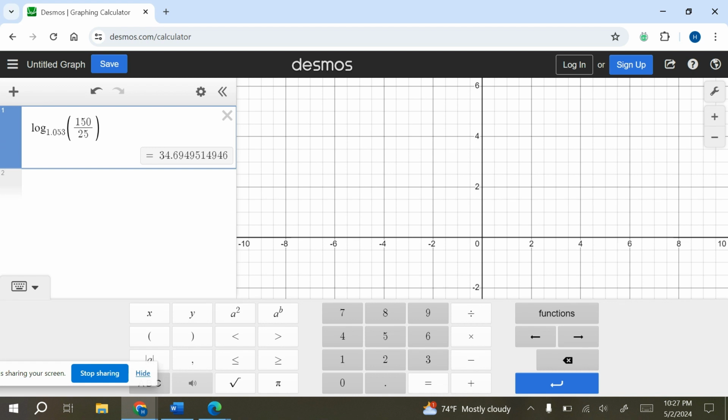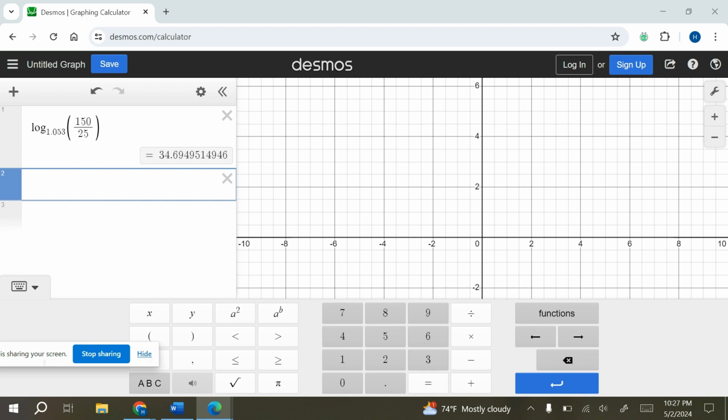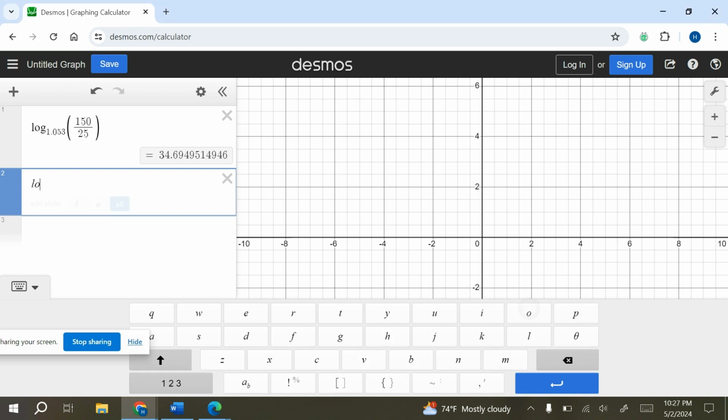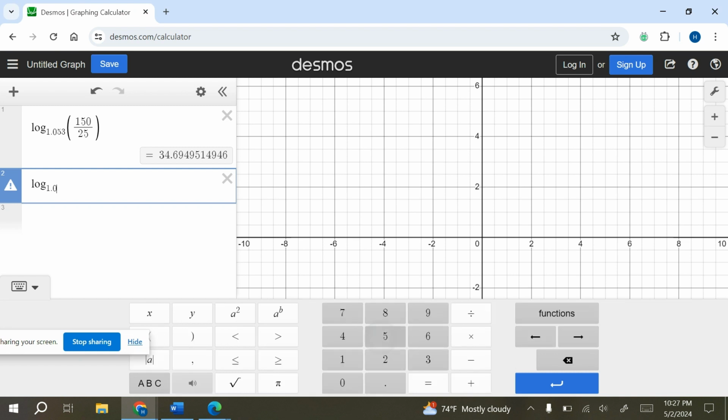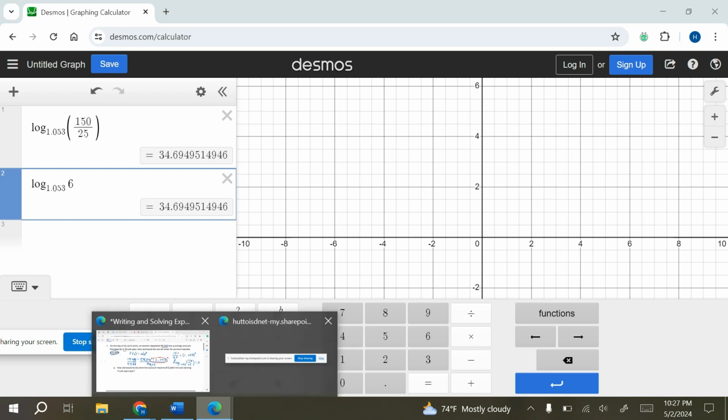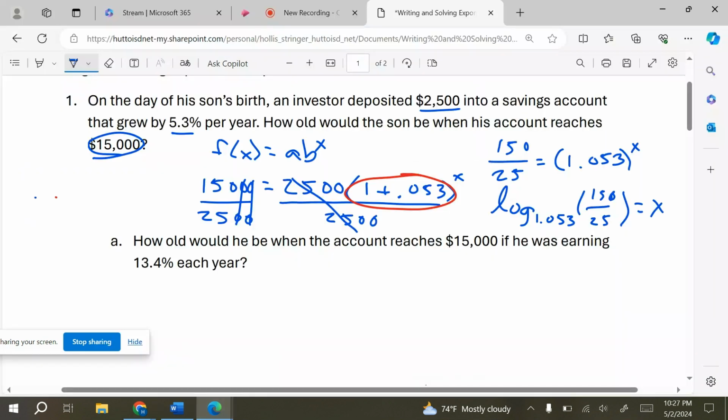So just so we're on the same page, if you did simplify it as 6, you could say log base 1.053, arrow over, and just say 6, and we'd get the same thing, right? So 150 over 25, we could reduce it. So what that tells us, if we go back, so we'll call it 34.7. So when we go back over to our assignment, we can say x equals 34.7.